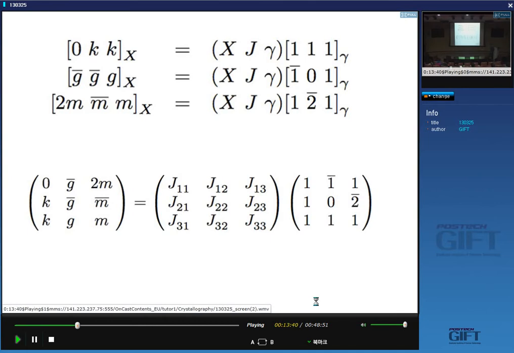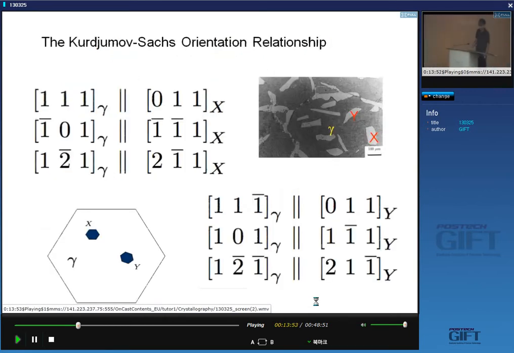If I take the inverse of this matrix and I multiply both sides by the inverse, then we've got this, right? So, the Kurdjumov-Sachs orientation solved. We've got a coordinate transformation matrix, and therefore whatever vector you want to find in the austenite that is parallel to another vector in ferrite, you can use that coordinate transformation matrix to do that.